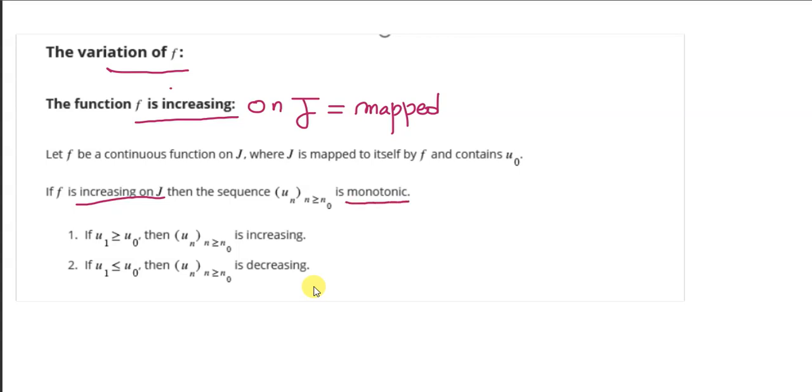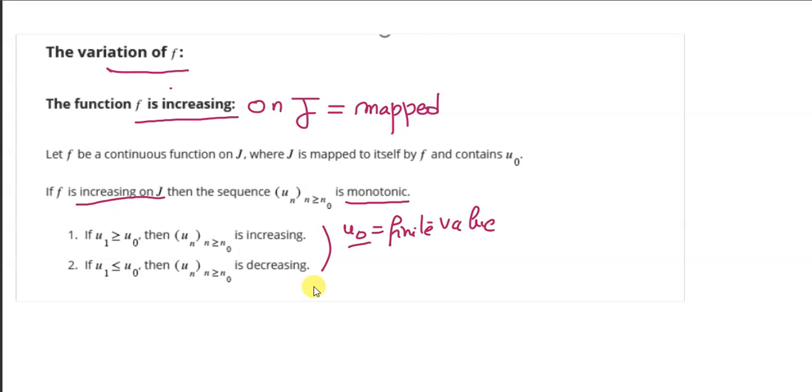So we can find the monotonicity of the sequence. Here, of course, we can compare u1 and u0 and find the monotonicity. If u1 is greater than u0, then the sequence is increasing. If u1 is less than u0, then the sequence is decreasing. But this method can be done only if u0 is a finite value. It means that we already know the value of u0.